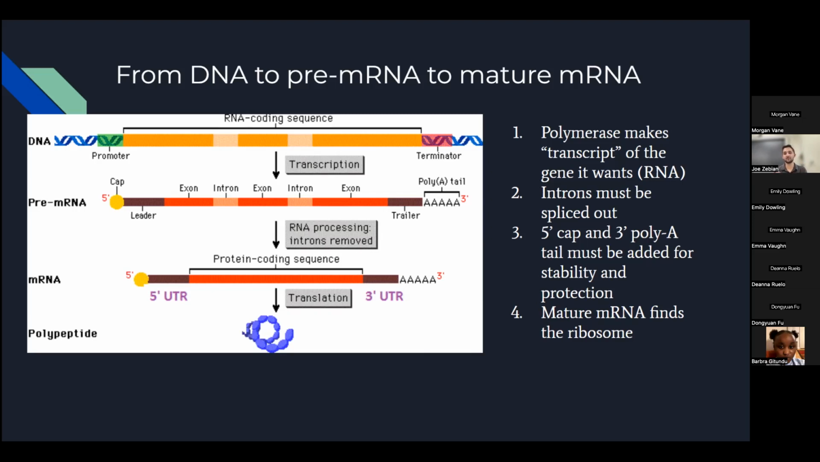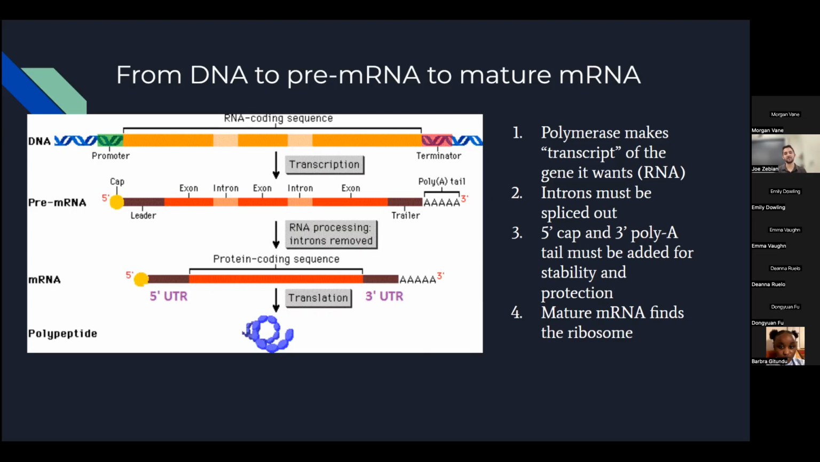This includes introns being spliced out. Keep in mind, introns are spliced out, exons stay in, and introns are spliced out by the spliceosome. The pre-mRNA also has a 5' methylguanosine cap added to it, and a 3' poly A tail must be added. These are important for stability and protection, and also for nuclear export. If not, these mRNAs can be degraded before they make it out of the nucleus and to the ribosome.